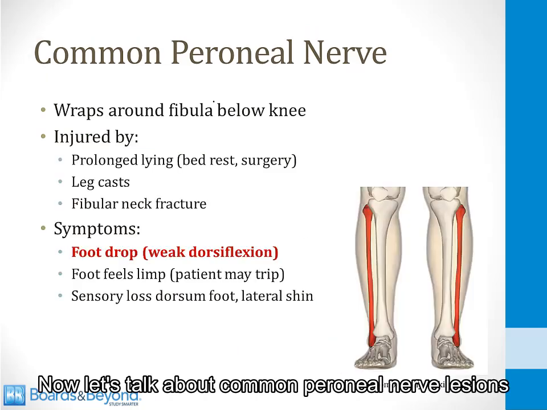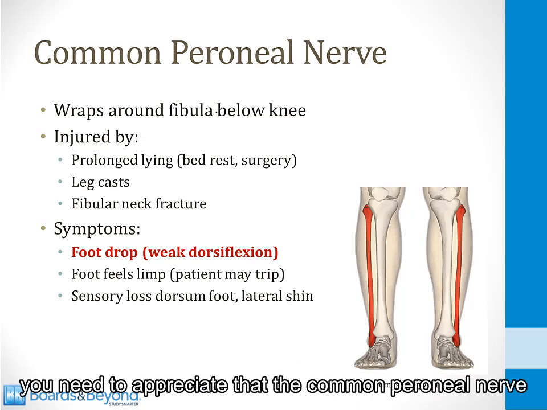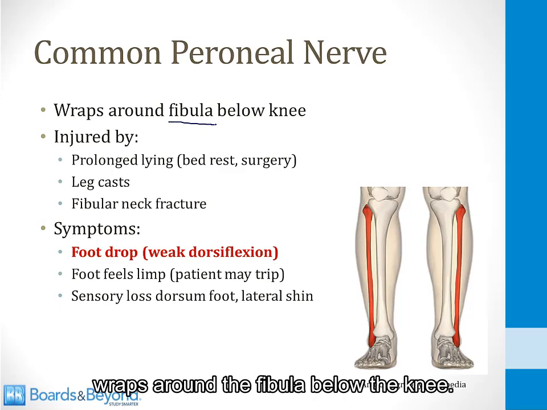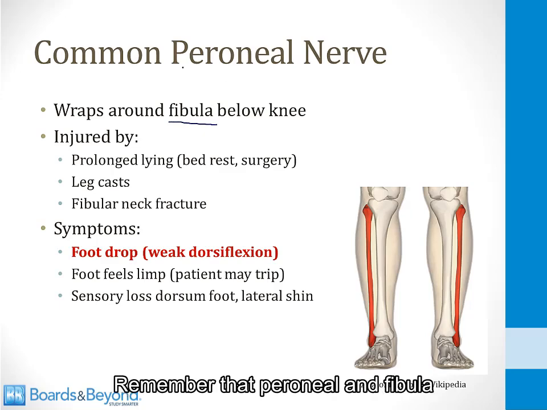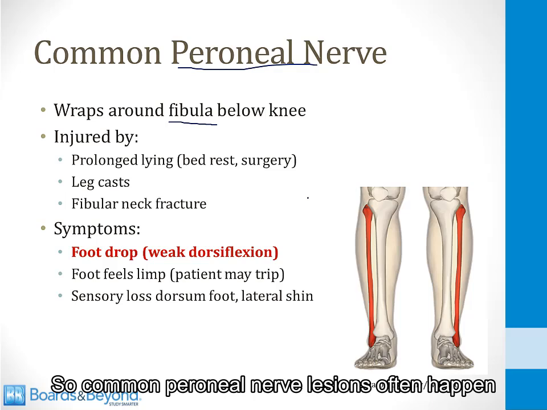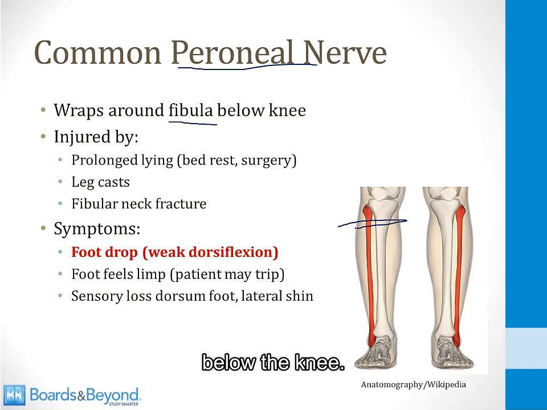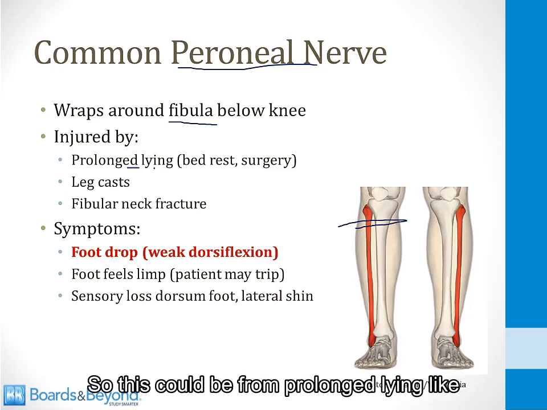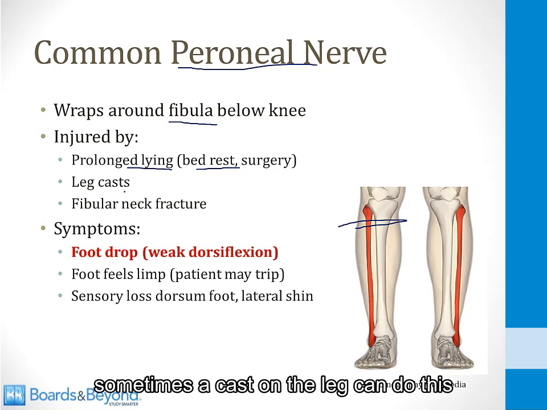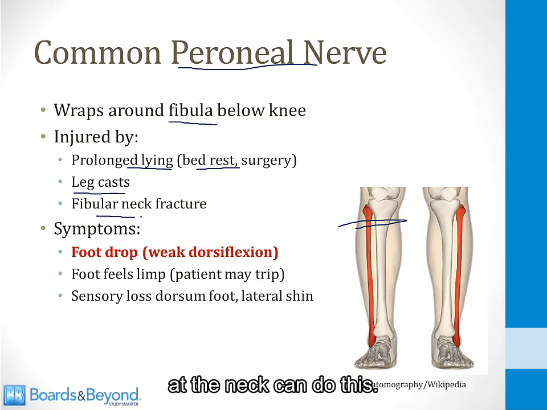Now let's talk about common peroneal nerve lesions. To understand these lesions, you need to appreciate that the common peroneal nerve wraps around the fibula below the knee. Remember that peroneal and fibula are words that derive from the same root meaning a clasp. So common peroneal nerve lesions often happen when there's pressure on the area near the fibula below the knee. This could be from prolonged lying, like bed rest or surgery. Sometimes a cast on the leg can do this, and sometimes a fracture of the fibula at the neck can do this.